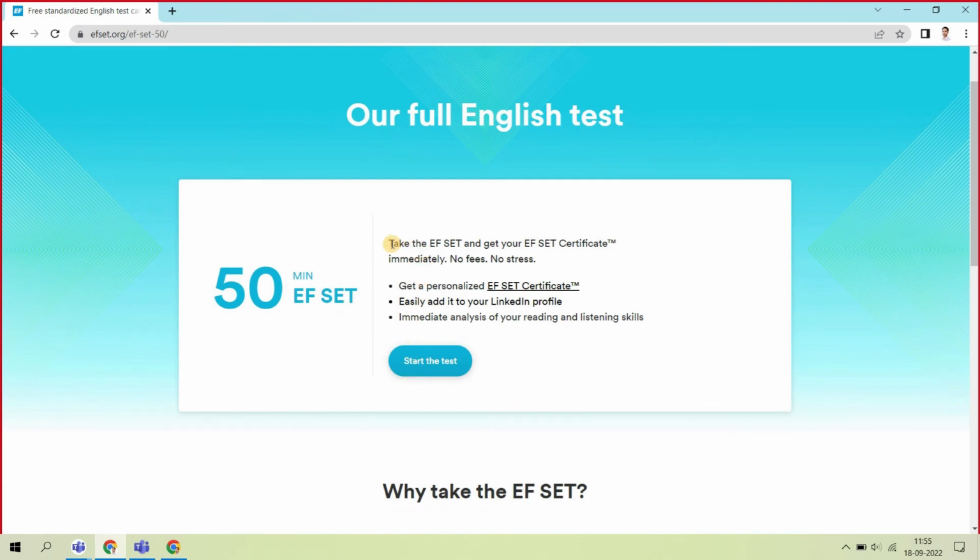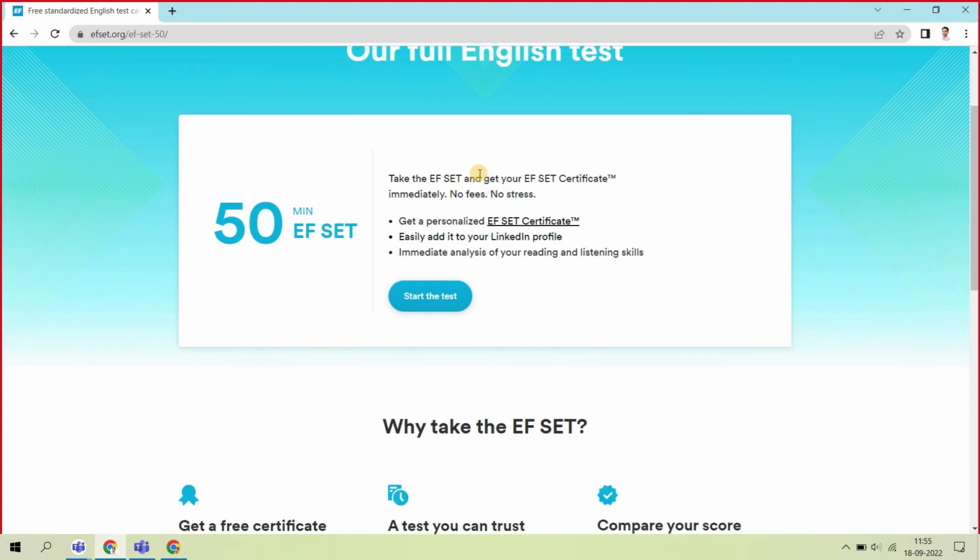Okay. See, take the EF SET and get your EF certificate. There is no cost, and you don't have any other problem, and you can add it to your profile. And they are assessing, I told you, only reading and listening. The score is based on your receptive skills. I told you, reading and listening are receptive skills. Only if these skills are very strong will your productive skills be very high. I told you this. So they are testing the receptive skills.